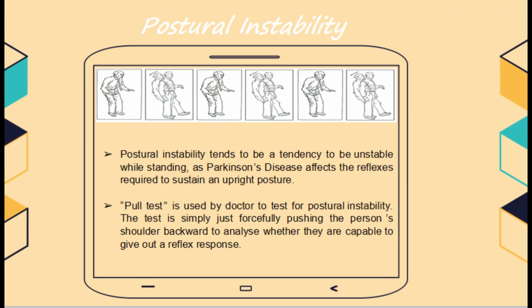Lastly is postural instability. Postural instability is a tendency to be unstable while standing, as Parkinson's disease affects the reflexes required to sustain an upright posture. These motor symptoms can be enduring as the likelihood of falling increases. Therefore, worse injury can happen such as broken bones for someone who is developing postural instability.